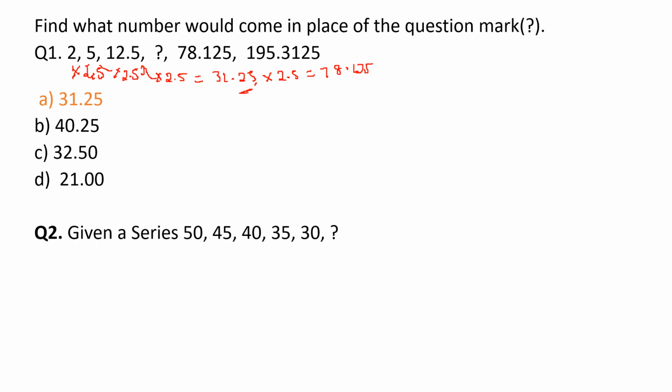Next question. Given a series 50, 45, 40, 35 and a missing term. Here if you see, the difference between each term is 5. That is 50 minus 5 is 45, 45 minus 5 is 40, 40 minus 5 is 35, then 35 minus 5 is 30, and finally 30 minus 5. So the answer is 25. So this is an arithmetic progression.